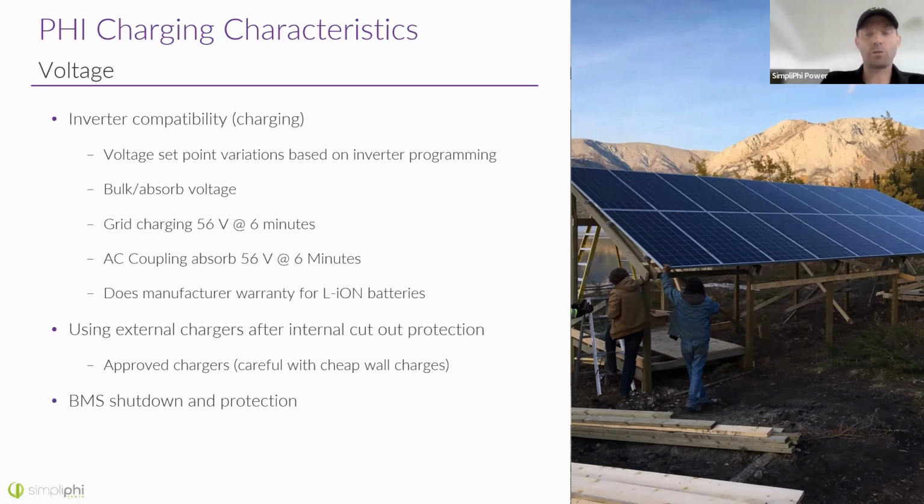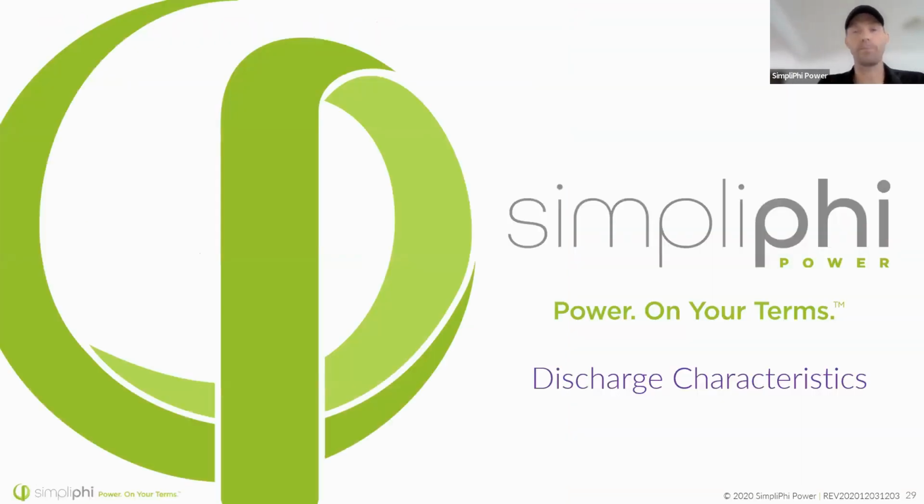You can also use external chargers to charge up a battery if you're in a situation where you need to. And we have a list of approved chargers in our manual, so have a look at that if you're interested in seeing them. Also, the BMS has built into these batteries a rapid shutdown protection. The circuit breaker is there, but also the BMS has shutdown protection in it as well, especially on the Amplify and the Simplify larger communications batteries.